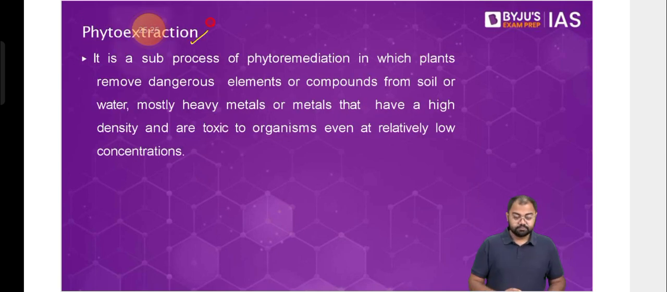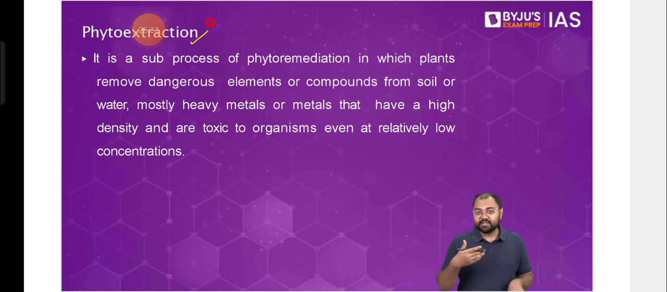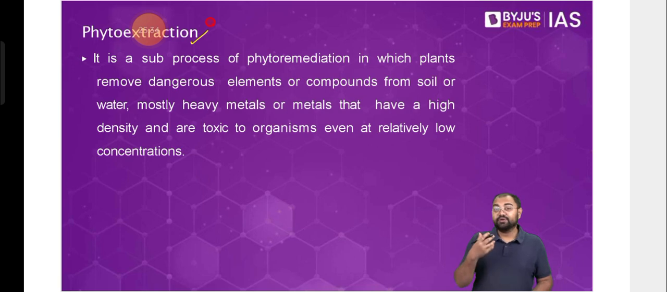Similarly, we discussed how many a times many metal ions etc. can be extracted with the help of roots of the plant. So that kind of process will be called as phytoextraction. That becomes a sub process of phytoremediation. A kind of phytoremediation is phytoextraction, where you are extracting, right?